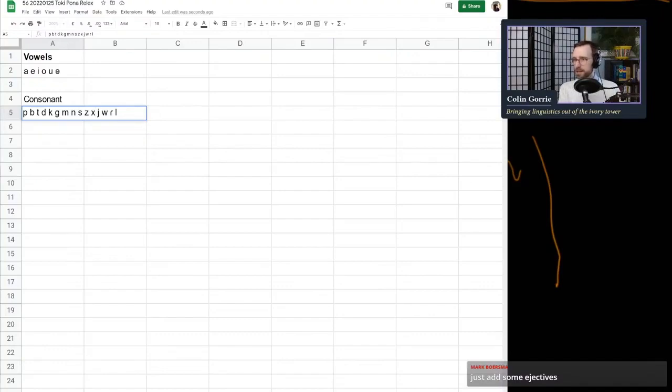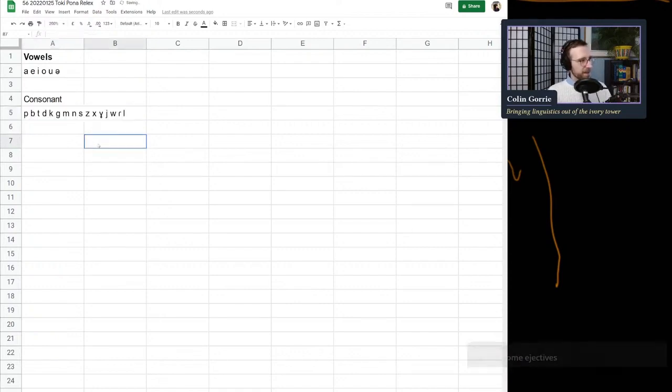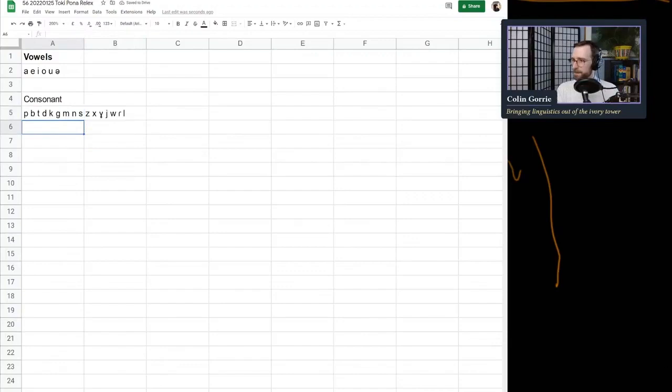Where is that on the IPA keyboard? That is on my second monitor. That's nice. We need some adjectives. The question is, will I reliably be able to produce adjectives? I think so. We'll see.